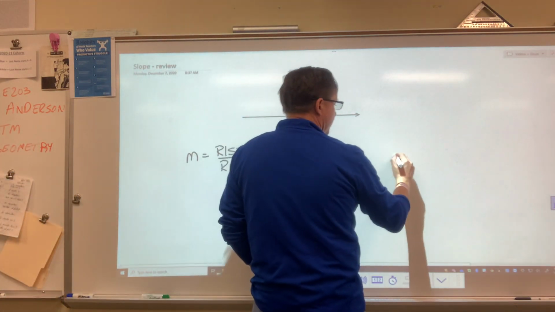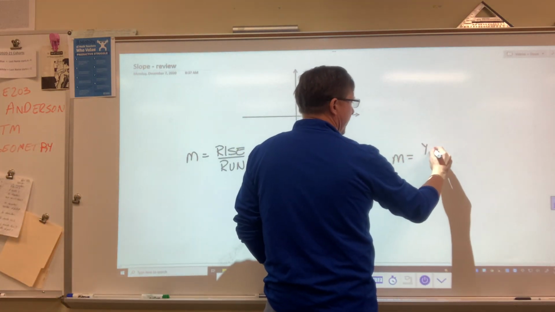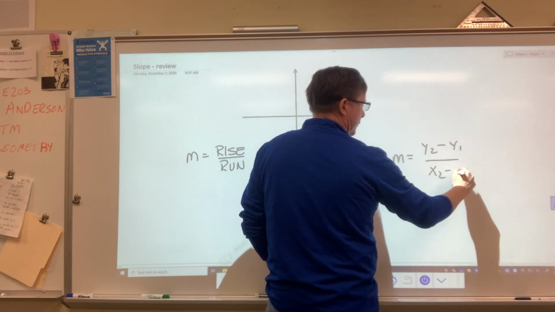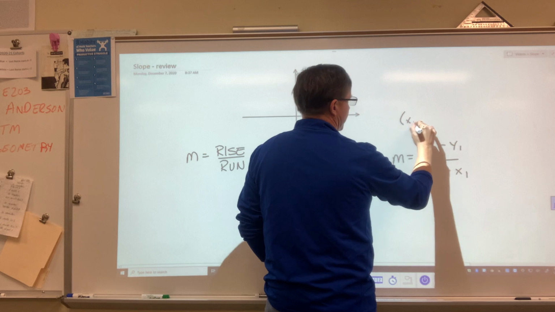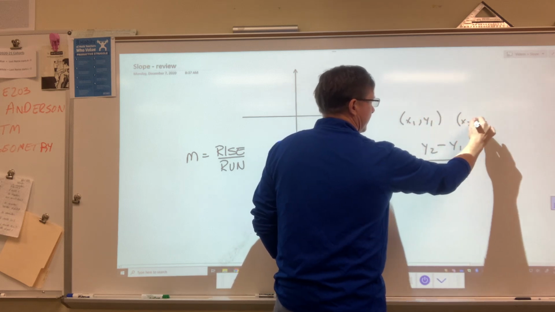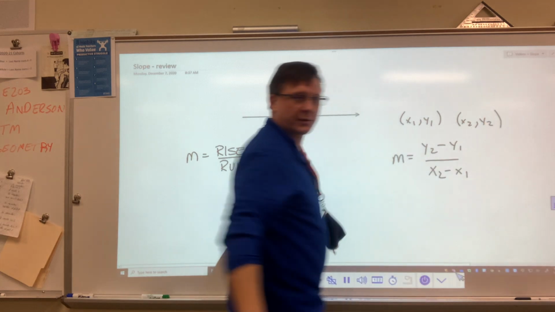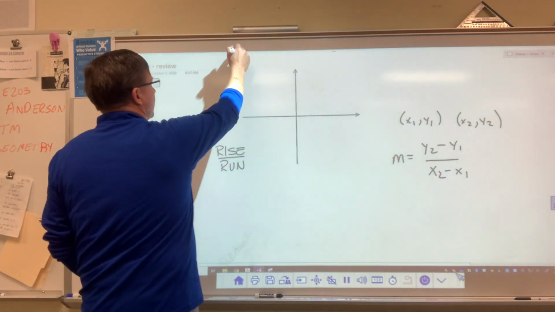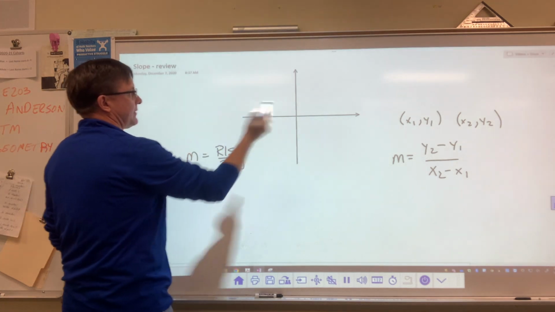Now, if you're using the equation with the points, y2 minus y1 over x2 minus x1, that is correct. And you can use that also, okay? Like I've talked about in class, I typically don't do it that way, all right? I see it a different way, and the way I see it is this. And we'll start with a positive slope line.